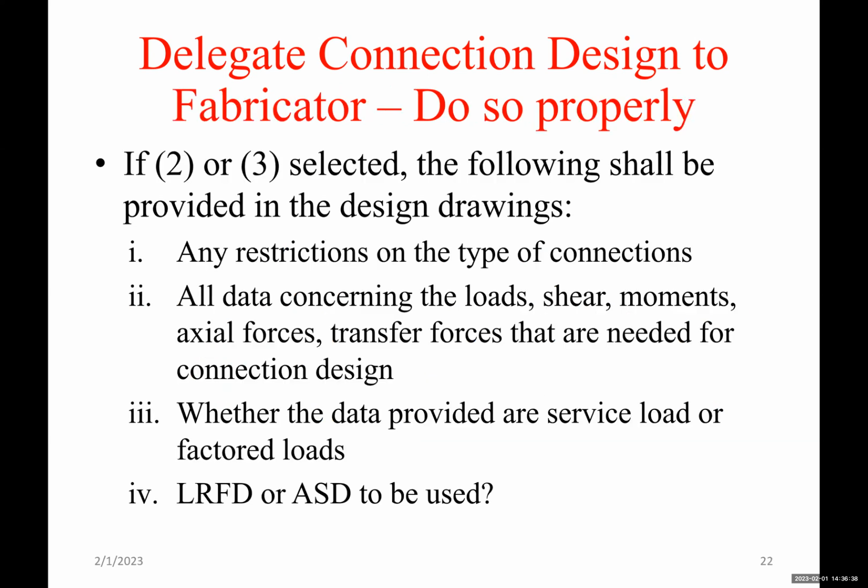Now, if option 2 or 3 is selected, meaning you delegate the connection design to the fabricator and are not showing every connection on the drawings, the following shall be provided in the design drawings. So if you choose to do that, then you have to provide the following. Any restrictions on any type of connections. So if there is any restriction on a specific type of connection that you think is not appropriate for the functionality of your structure, say that.